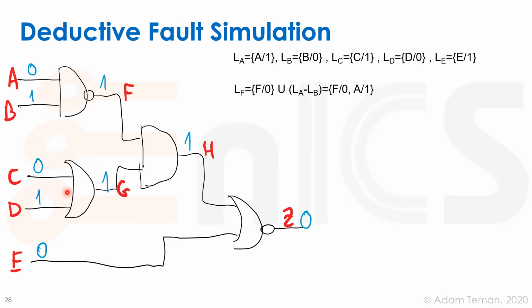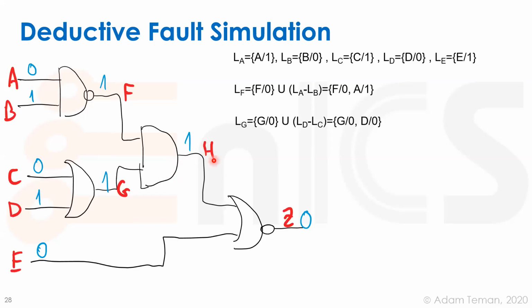For the OR gate over here, again, only if we keep C at 0 and we change D to 1, it will show the output. So the output is, first of all, it will find if G is stuck at 0. Second of all, it will be LD minus LC. So that means G is stuck at 0 and D stuck at 0.